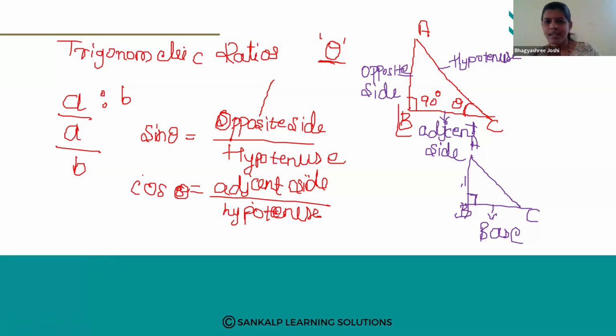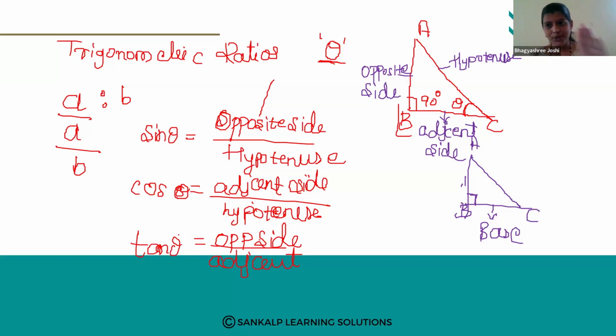Opposite divided by hypotenuse and adjacent divided by hypotenuse are over. Next I will take opposite divided by adjacent. We take the other 2 sides. Leave out the hypotenuse, only consider opposite side and adjacent side. If we compare these 2 sides, then that ratio we call tan theta. Yes or no? So sin theta, cos theta and tan theta.